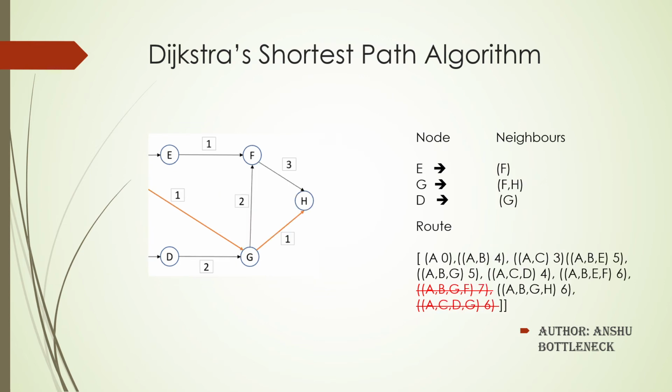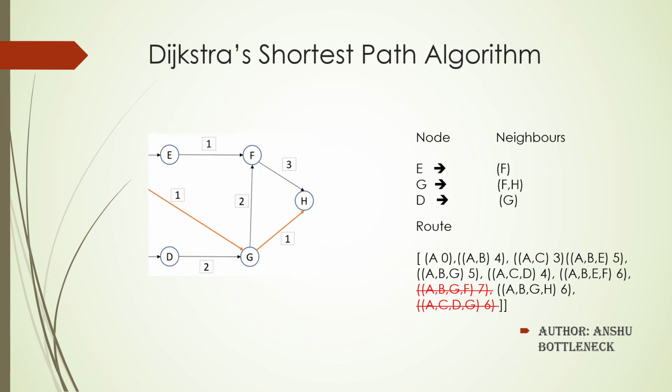Now in the next iteration, it will go to the next nodes. So the next nodes would be E, G and D, and their neighbors would be F, F, H and G respectively. So accordingly it will append the paths and eliminate the higher weights for similar paths or end nodes. So here A, B, G, F and A, C, D, G are eliminated because F already exists, A to F with a weight of 6, and A to G with a weight of 5 already exists, so it is eliminated.